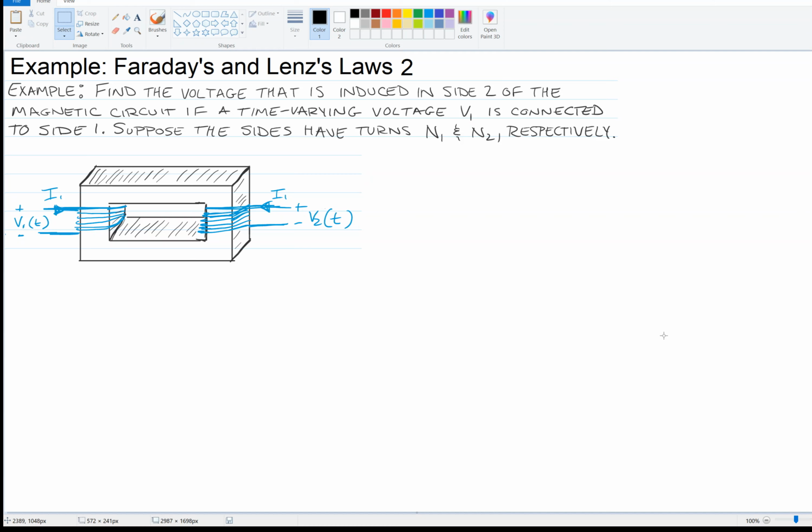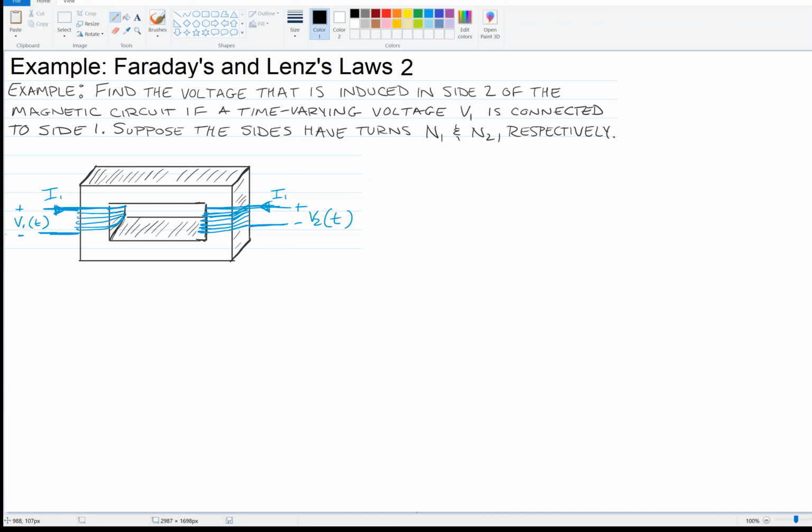So I've got an example here. Find the voltage that is induced in side 2, the right side of the magnetic circuit, if a time-varying voltage V1 is connected to side 1, which is the left side. Suppose the sides have turns N1 and N2 respectively. All right, this is actually a very useful example, and I'll say a little bit more about that at the end of the example.